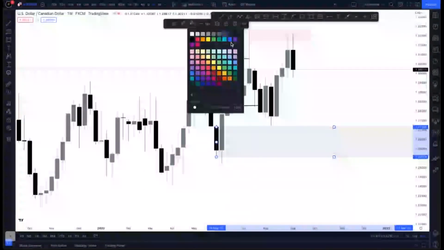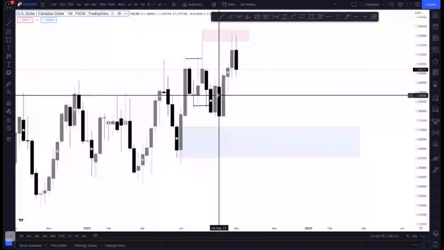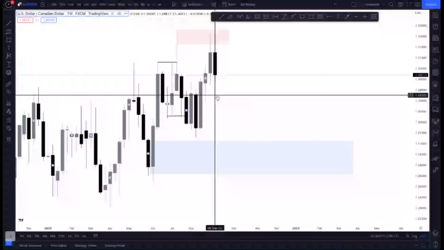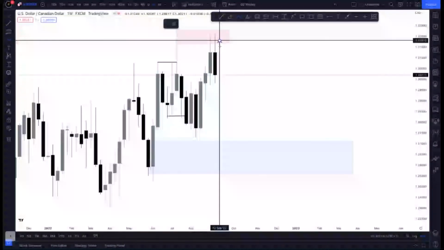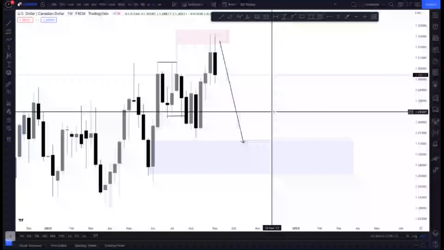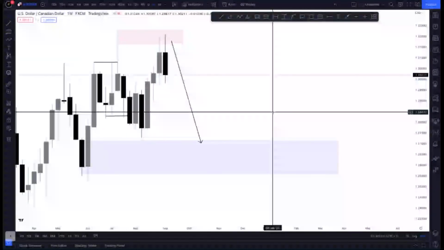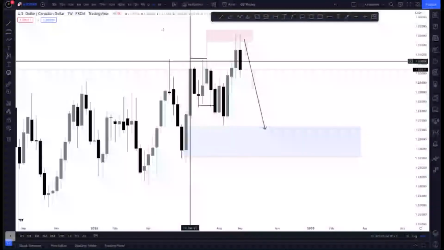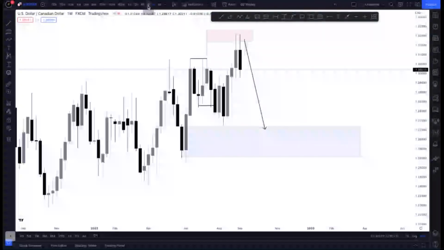We are expecting the same movement as the dollar index. Okay, on our USDCAD, we are expecting the same movement as the dollar index, to give a push to the downside back into this demand zone. So our USDCAD is looking pretty bearish from our weekly time frame.